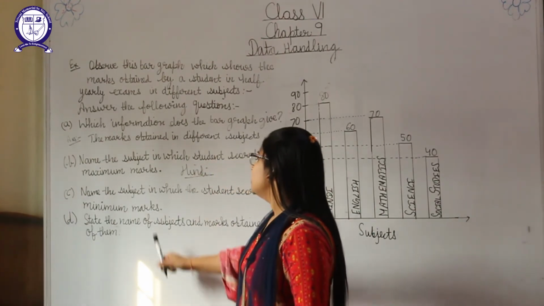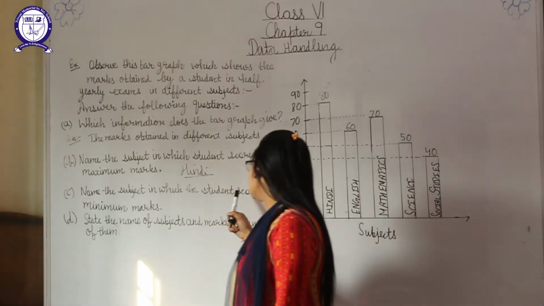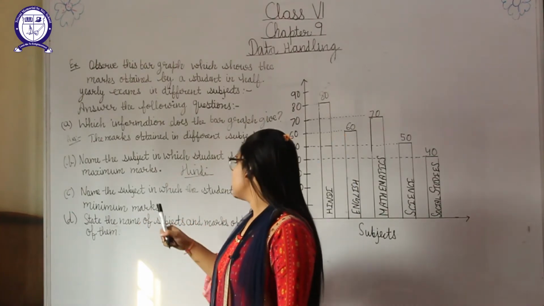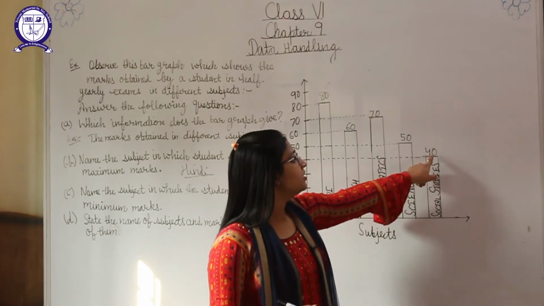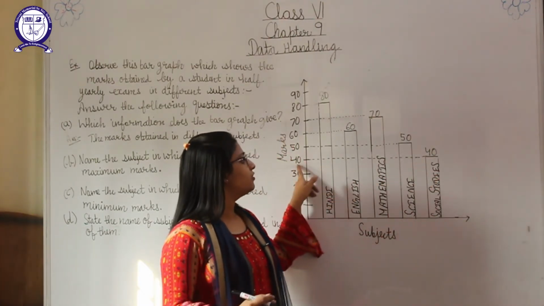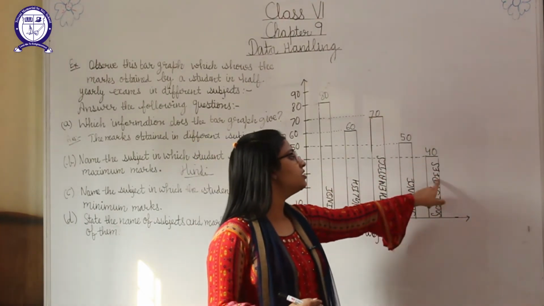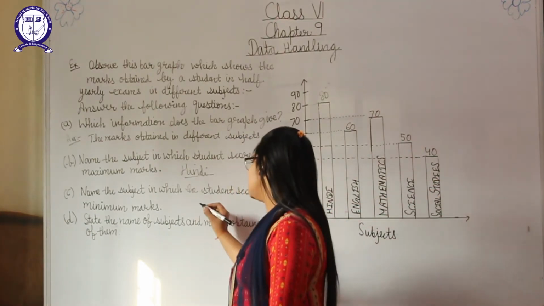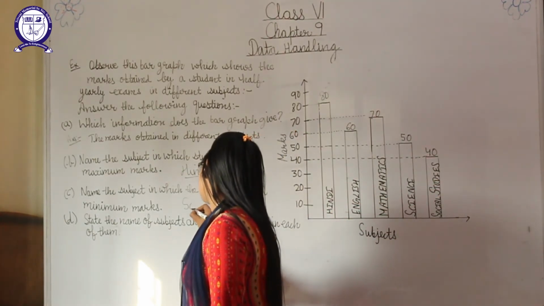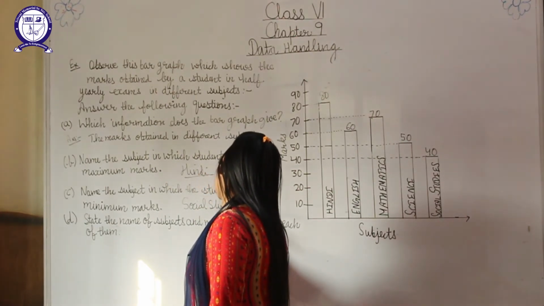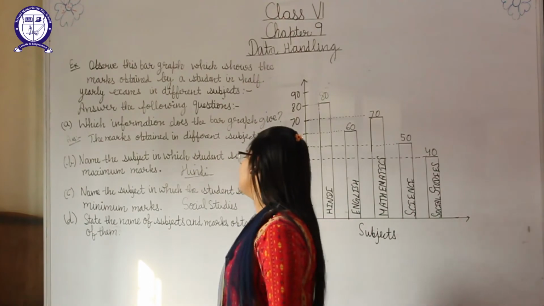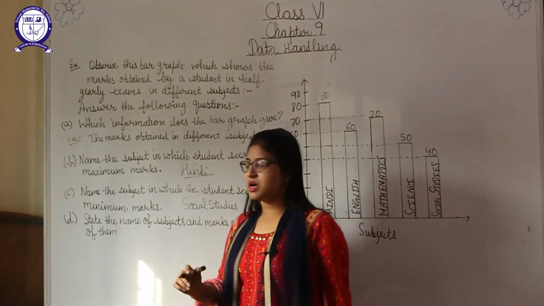In Hindi. Now the next one is, name the subject in which the student scored minimum marks. So minimum marks means the lesser ones. So which is 40, and 40 marks are in social studies. So we will write here that the student scored minimum marks in social studies. In social studies the student scored minimum marks, the least marks.